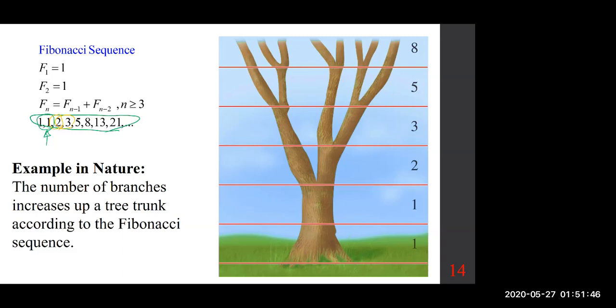For example, you look at this tree and its branches, okay? Normally, it follows the Fibonacci sequence, okay? A mathematician who lived about 1200 years ago from Italy. So the first term is 1, the second term is 1, and then they start adding.